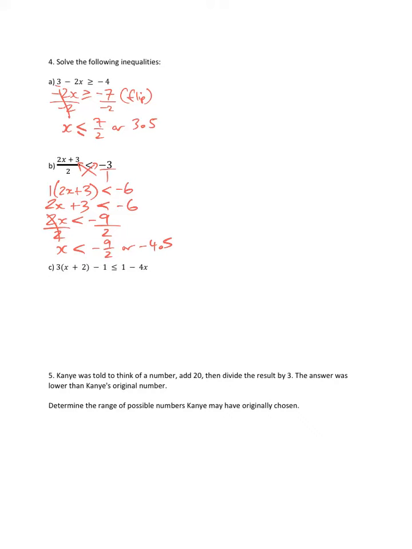Next one, expand the brackets. 3 times by x is 3x. 3 times by 2 is 6. I've got to take 1 on the outside. Less than or equal to 1, take 4x. Collect like terms on the left-hand side. Positive 6, take 1 is positive 5. Still less than or equal to 1, take 4x.